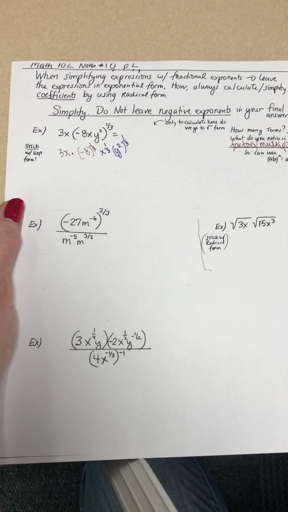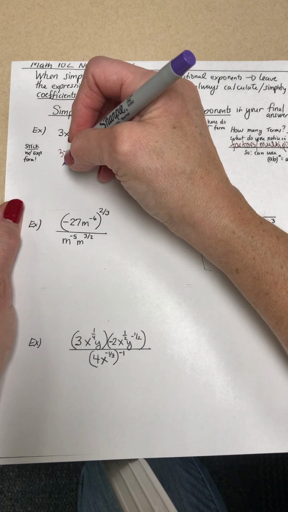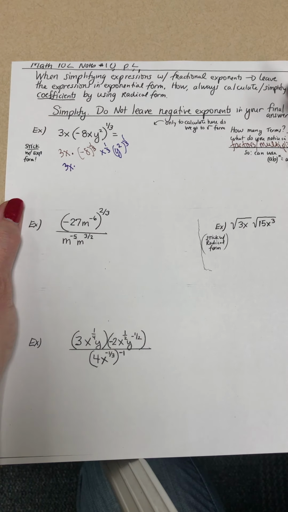Now, some of you might be able to do some of these steps in your head, but with fractional exponents, it's easier to make careless mistakes. So you might want to just slow it down a little bit. So this is going to be 3x times.